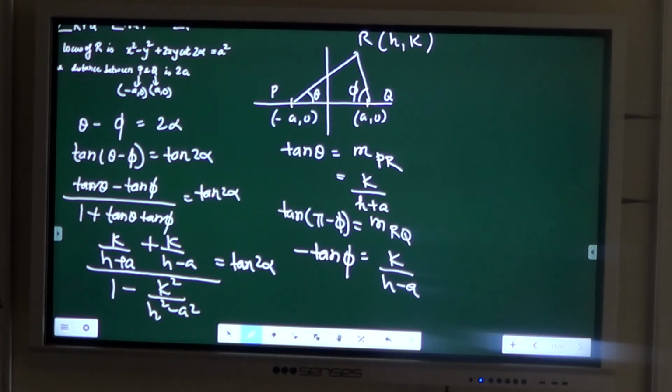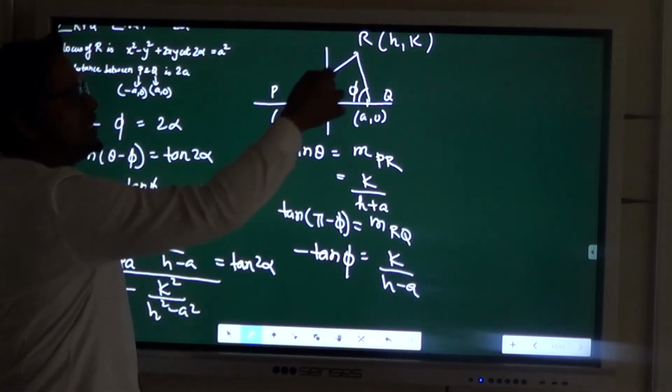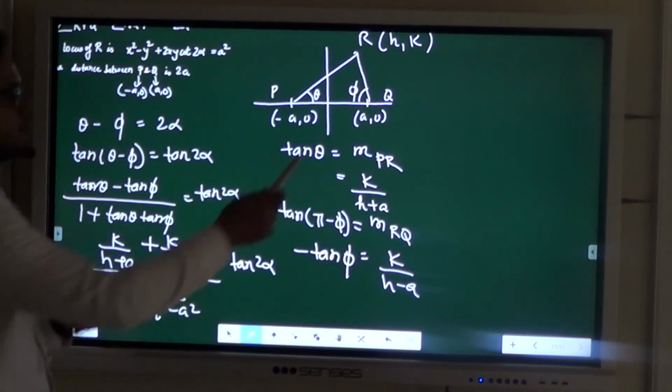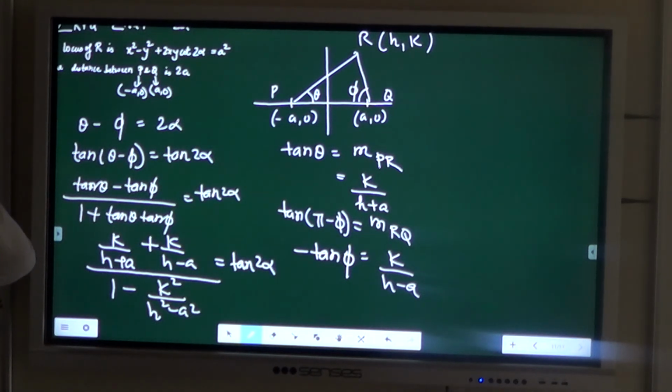After tan theta minus tan alpha by 1 plus tan theta tan alpha is equal to tan 2 alpha, how do you get this? See, tan theta is what? Tan theta is the slope of PR. So what is the slope of a line segment connecting two points? y2 minus y1 by x2 minus x1. Alpha is given, it's a constraint. It's a part of the equation.